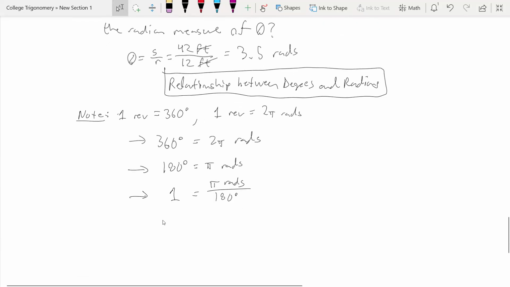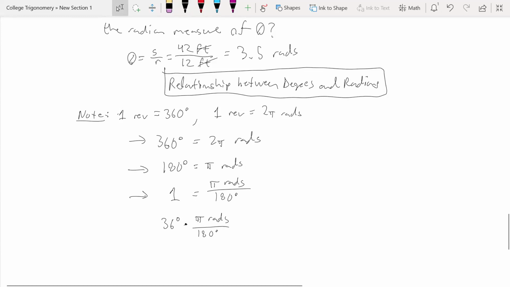Let's say we have, how about 36 degrees. Now that's some angle, 36 degrees. I want to know, if we were to measure that same angle in radians, how many radians would it be? We're measuring the exact same angle, but I want it to be in radians instead of degrees. So here's what I'm going to do. I'm going to take my 36 degrees, multiply it by pi rads, and divide it by 180 degrees.